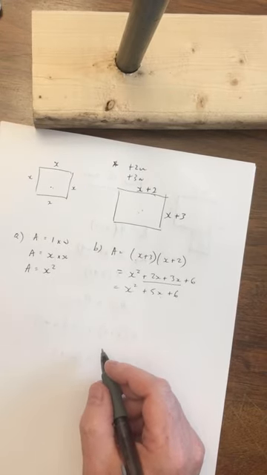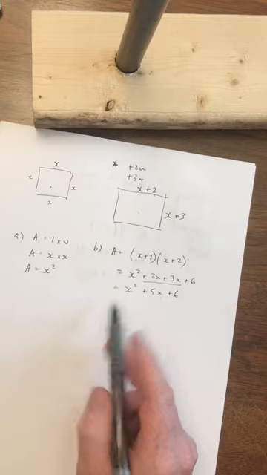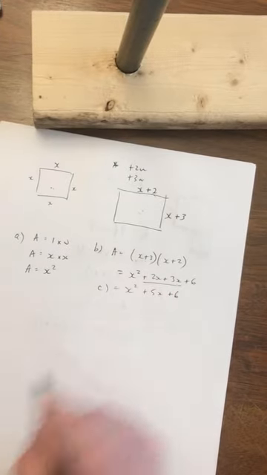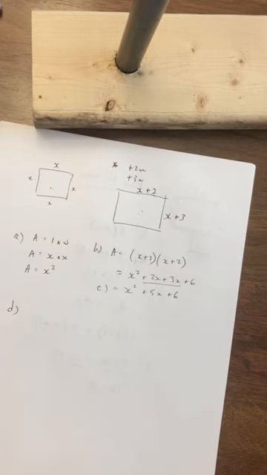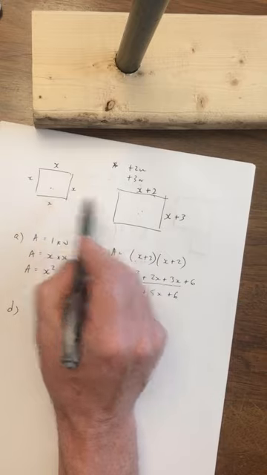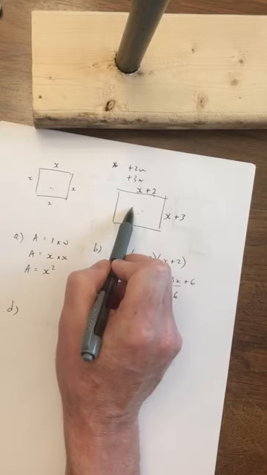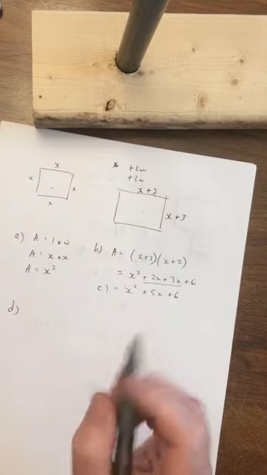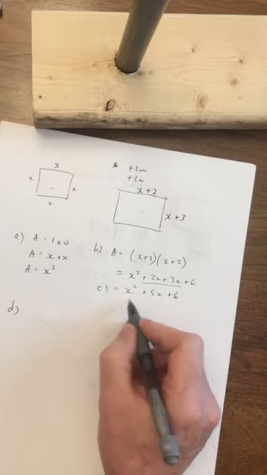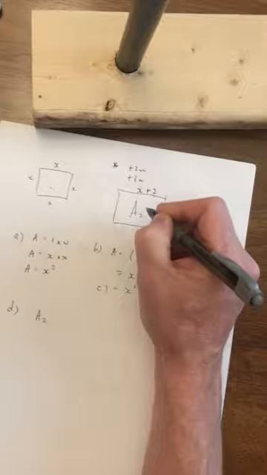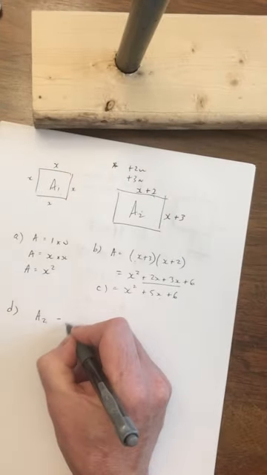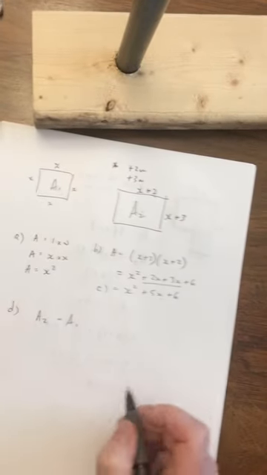And C says to simplify. That's sort of what we did right here. We simplified. And D says find an expression that represents the increase in area. Well, the increase from here to here is basically if we take this one and subtract that one, it leaves us with the increase. So basically the second area here, if we do that and we subtract the first area, that'll give us the increase.